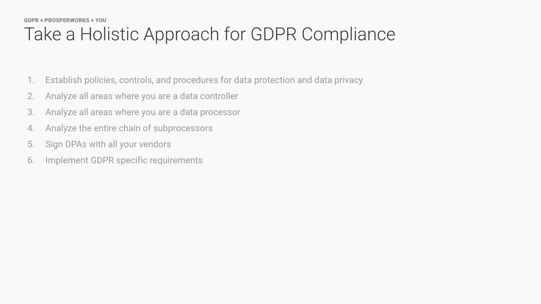All right. So now that we've introduced all these terms, data processor, data controller, subprocessor, and DPA, let's put it all together to see what it takes to be GDPR compliant. The key, as I mentioned, is to take a holistic approach. What that means is establish clear policies, controls, and procedures for data protection and privacy throughout your organization. You have to get buy-in and align all departments in your company. This cannot be done in isolation by one department or just by IT. It has to be company-wide.